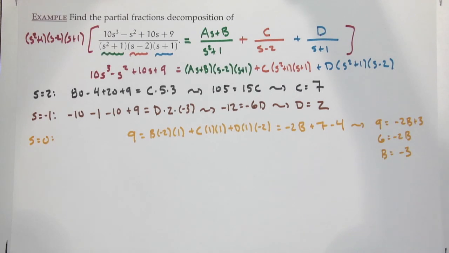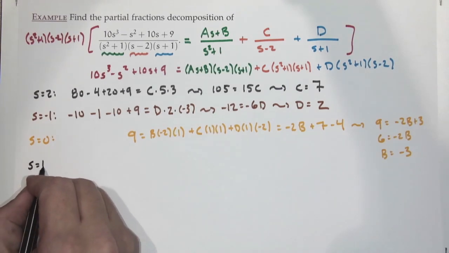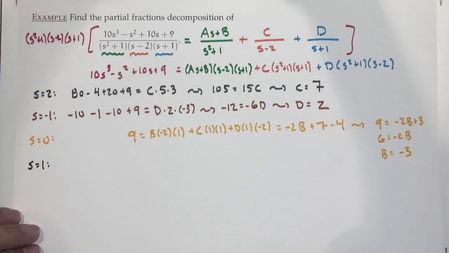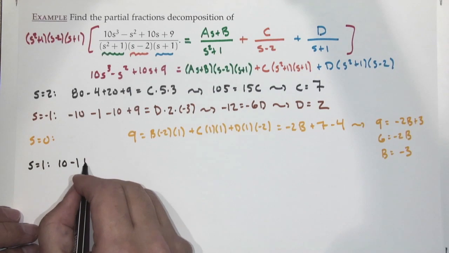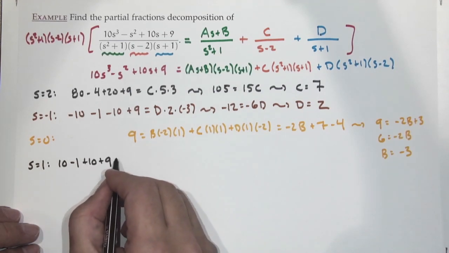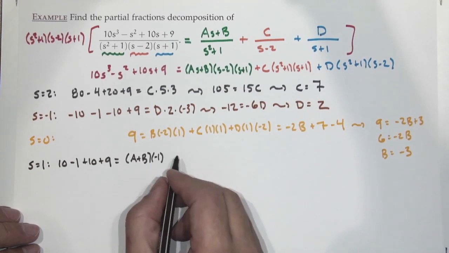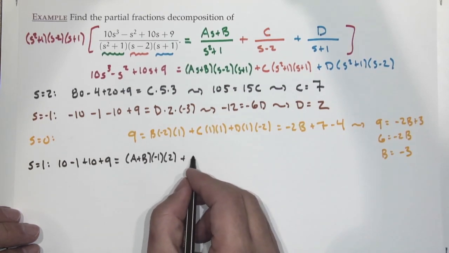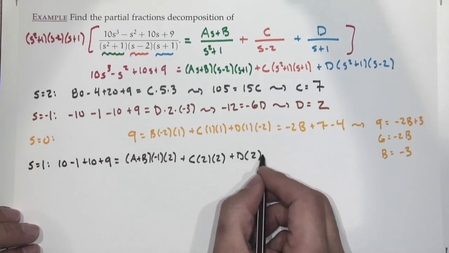Any number can help us get our last one. Is there a nice number we haven't picked yet? Yes. 1. You guys are budding mathematicians. Given a choice of number, 0 or 1. Okay, so 1. Let's do it. Let's finish this problem. Okay, so we have 10 minus 1 plus 10 plus 9 equals A plus B minus 1, 2, plus C, 2, 2, plus D, 2, minus 1.